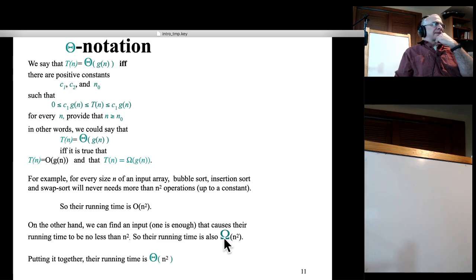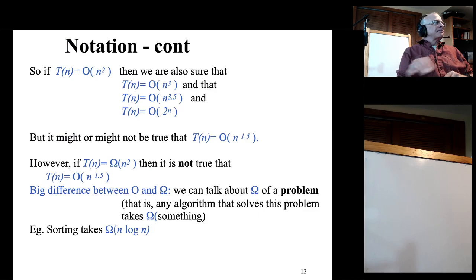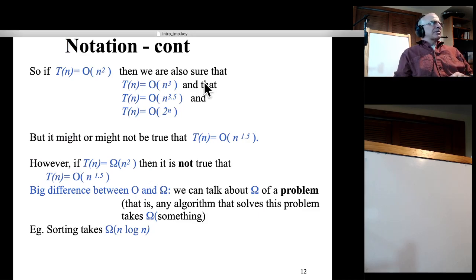If it's omega of n square, no less than n square, and no more than n square, then I can say that the running time is theta of n square. That's the meaning, not more and not less. It's sandwiched between n square, maybe with different constants from both sides. So that's omega. Just a few quick examples, just to make sure everybody remembers.